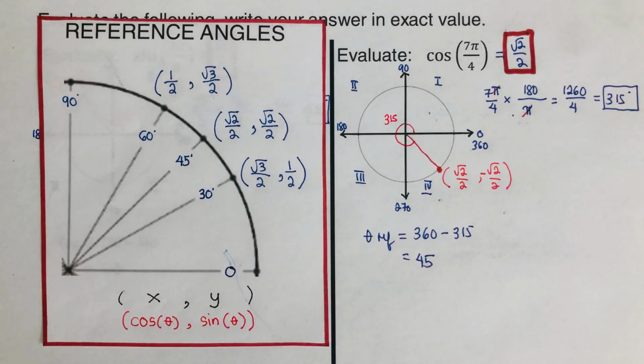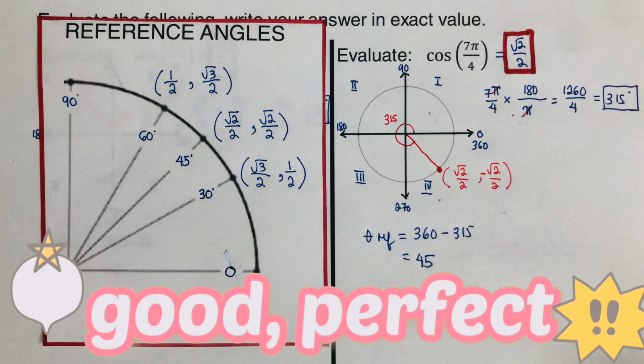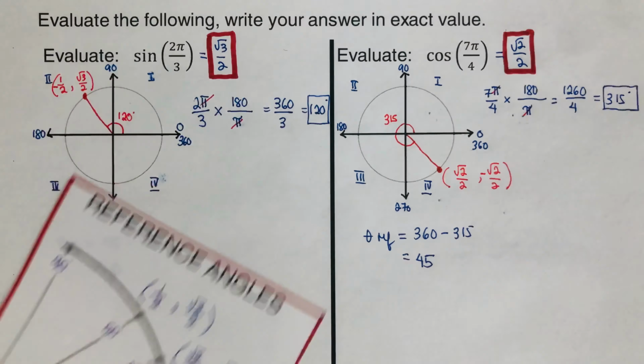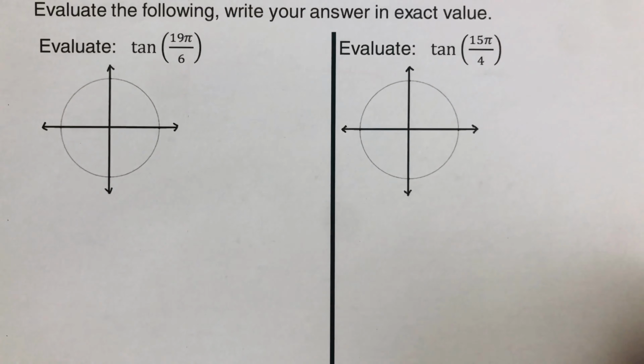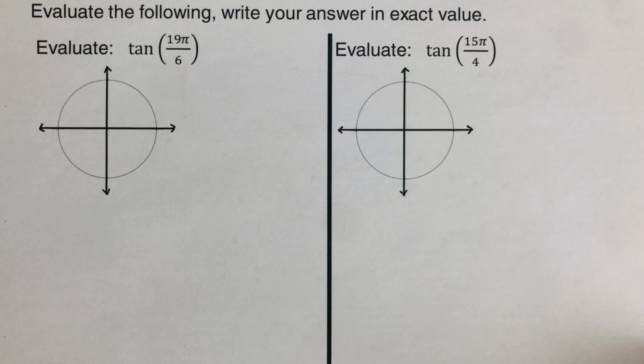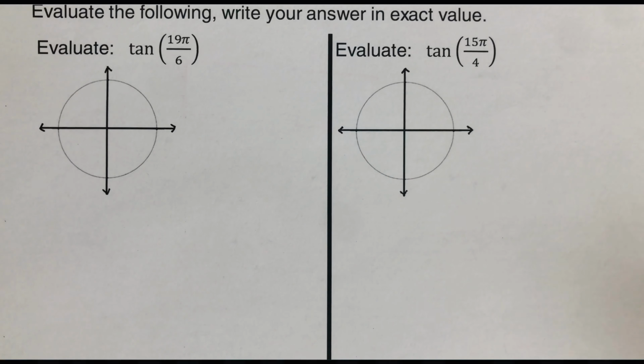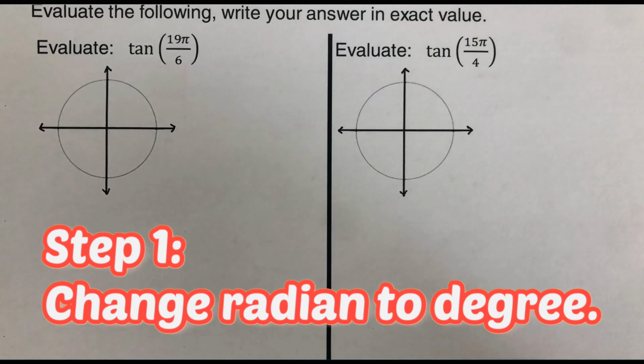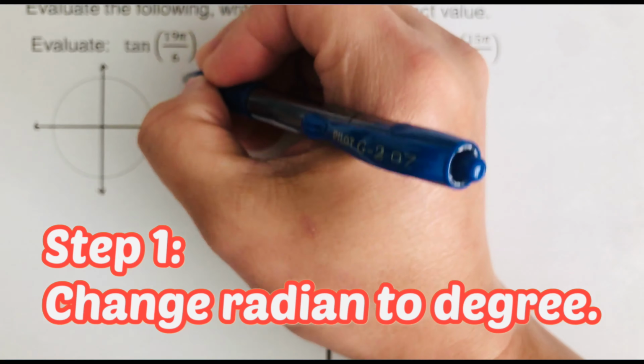Did you get the same answer as this? Good. Perfect. Now let's move on to the next example right here. We are supposed to evaluate tangent of 19 pi over 6. It's pretty much the same steps. The first step is to change the radian measure to degrees. I'm just going to show the work up here.